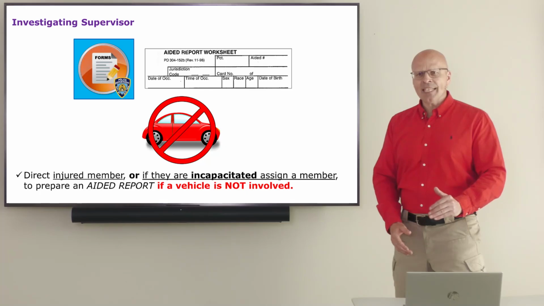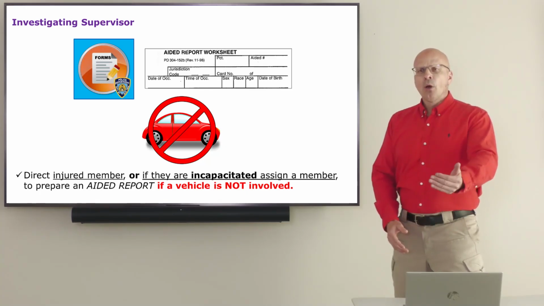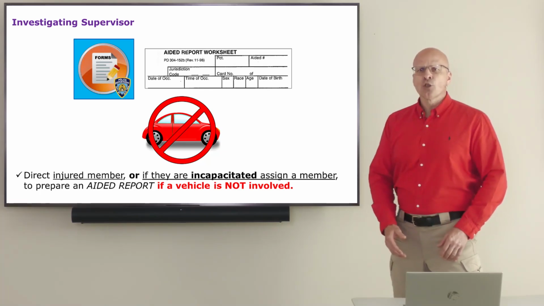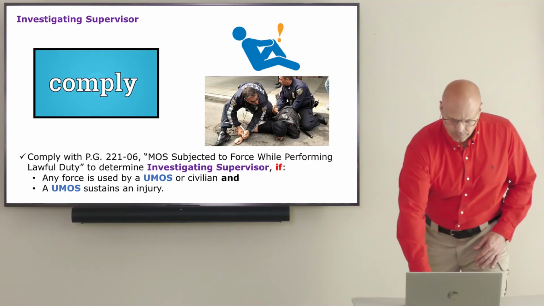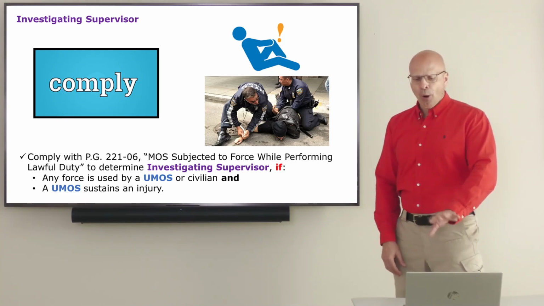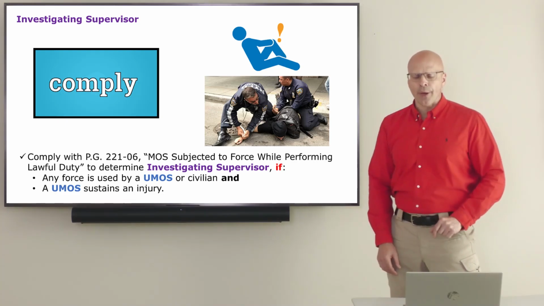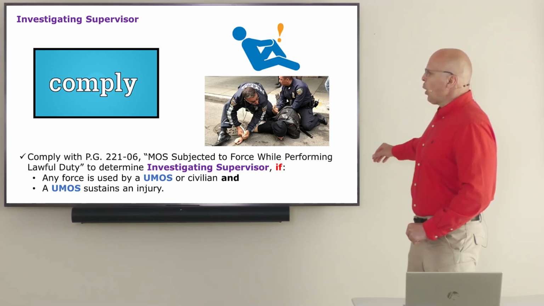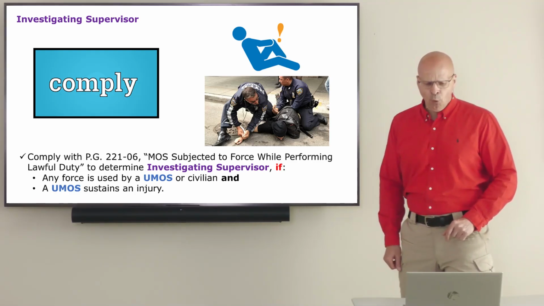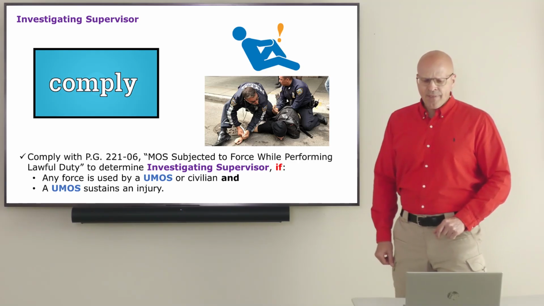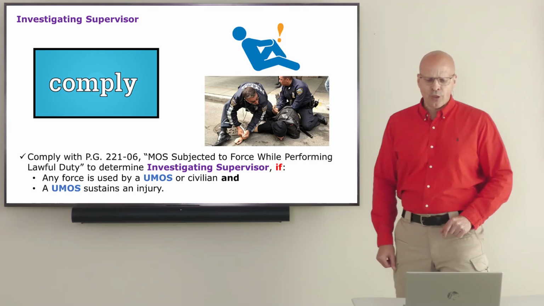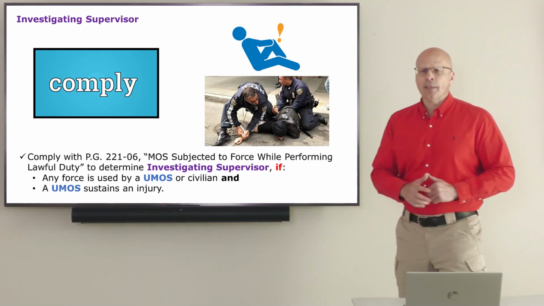The investigating supervisor prepares the police crash report. The 80 report is prepared by the injured member or somebody else is assigned to prepare it. Now, this is the worst worded part of this procedure. It's very, very poorly written. You will comply with PG 221-06, member of service subject to force while performing lawful duty, to determine the investigating supervisor if any force is used by a uniformed member of service or civilian and anyone who sustains an injury. This is a bit confusing.